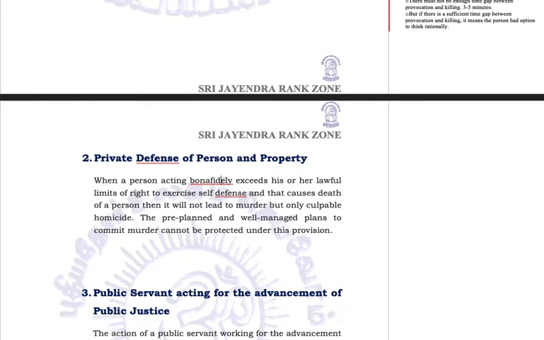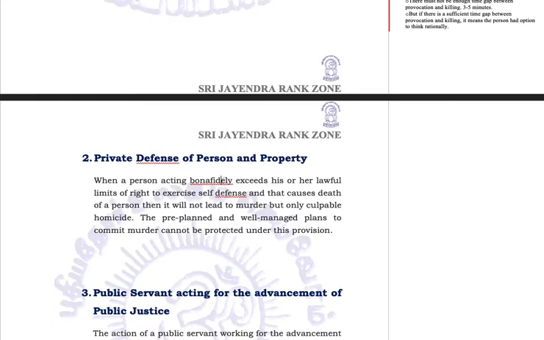Now you must be thinking that in previous classes we discussed that in order to save someone's life, you can kill someone else. That is a case of saving someone's life. But now someone is beating me with his fist. I have a right to private defense, but we discussed that private defense has to be proportionate.